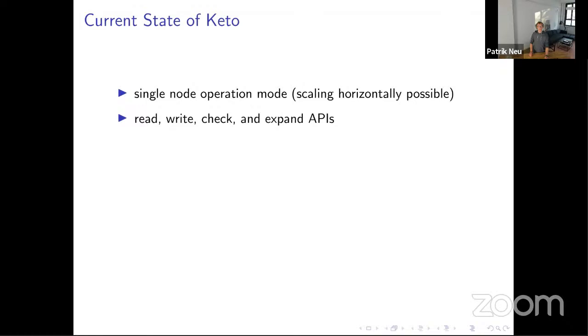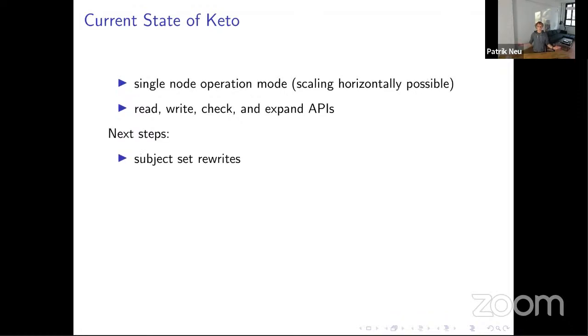So you can use all the read, write, check, and expand APIs as described in the paper. They all work, with one single exception: the rewrites are not there, so you can't express all the things as you would like to do. But as said like 10 times already, subject-set rewrites are going to be the next big thing to work on.